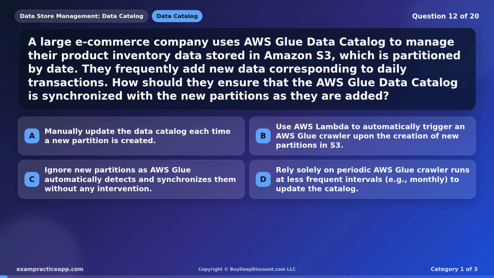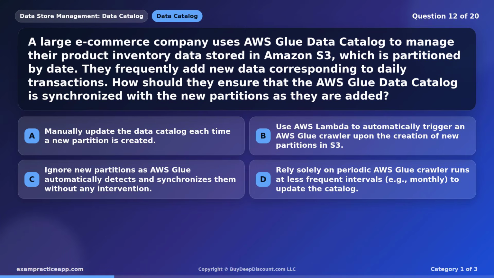Question 12. A large e-commerce company uses AWS Glue Data Catalog to manage their product inventory data stored in Amazon S3, which is partitioned by date. They frequently add new data corresponding to daily transactions. How should they ensure that the AWS Glue Data Catalog is synchronized with the new partitions as they are added?